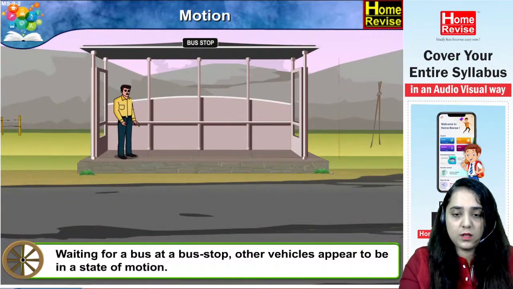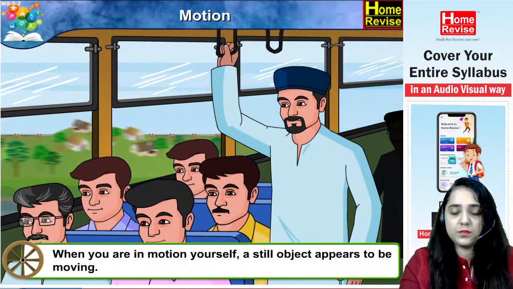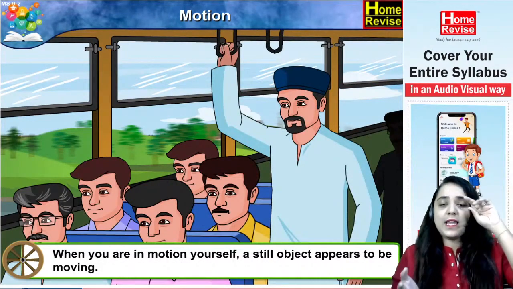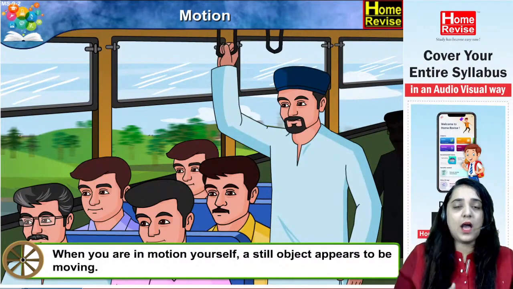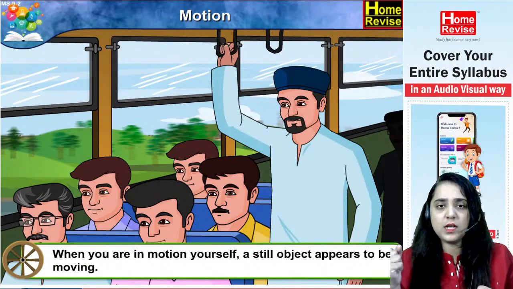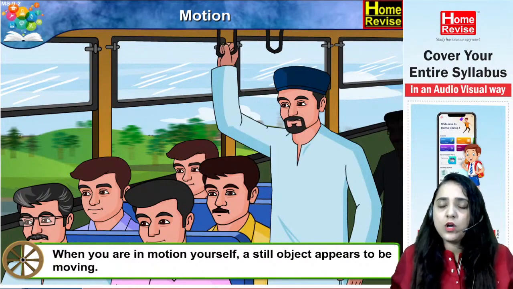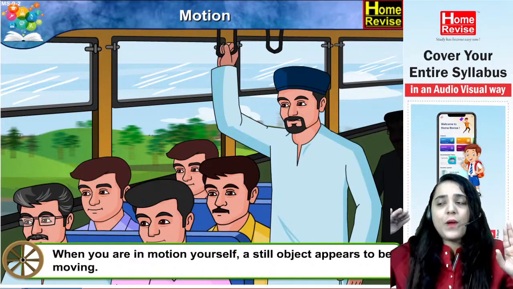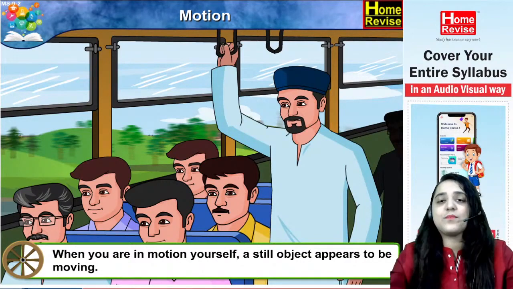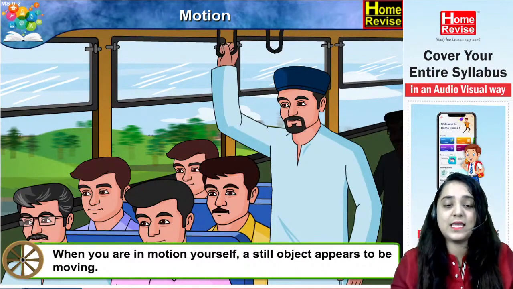On the other hand, while you are in motion yourself, a still object appears to be moving. Yes, but if we change the scenario and we are in the car or in the train or in the bus, all the objects, the trees on the side of the road or any objects that are at their place, when we are in the bus and in motion, it seems to us that they are moving backwards.